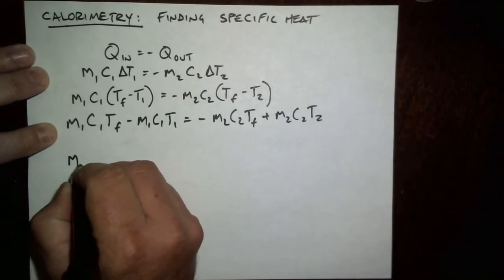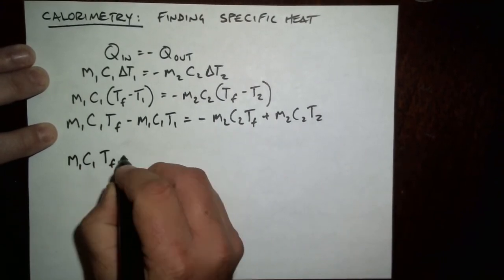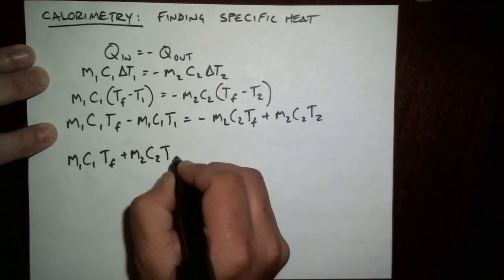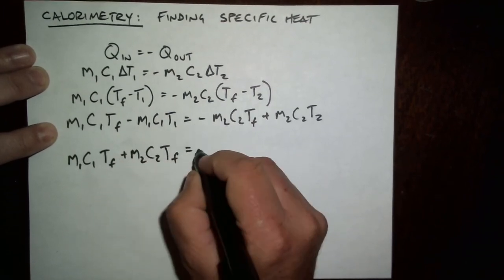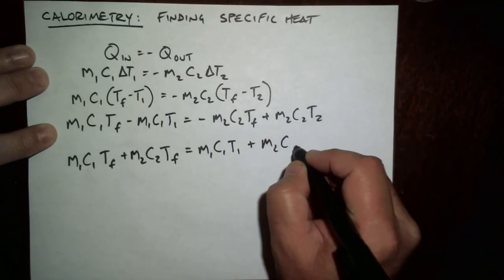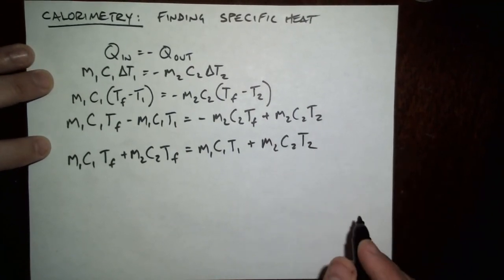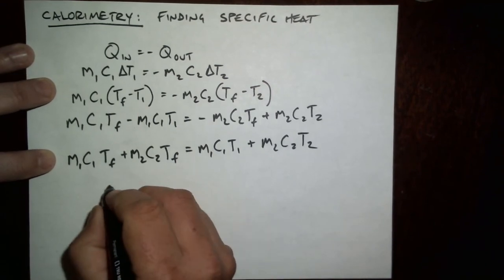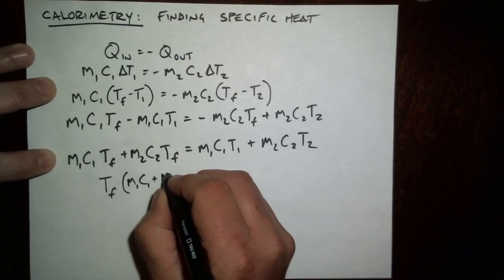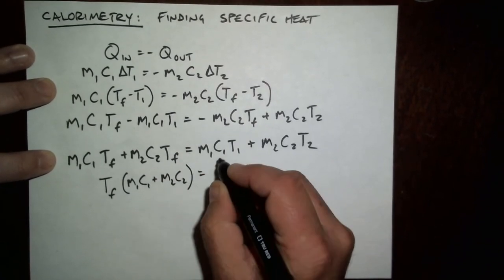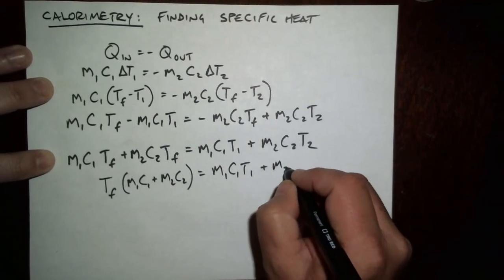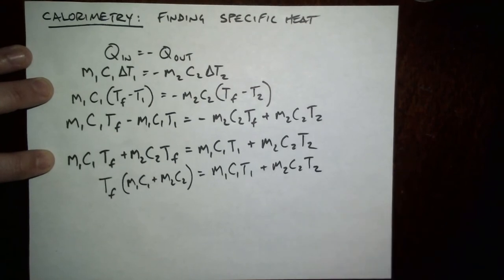So on this side, we'll still have M1C1 TF, and then this one comes over plus M2C2 TF equals, now this goes to the other side as positive, M1C1 T1 plus M2C2 T2. Okay, now we can pull out the TF here. Factoring out the TF, we have TF times the quantity, M1C1 plus M2C2. And then over here, we have this thing again, M1C1 T1 plus M2C2 T2.